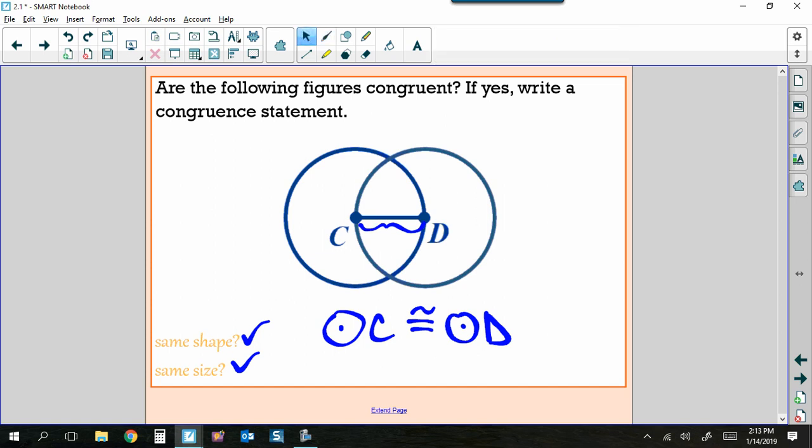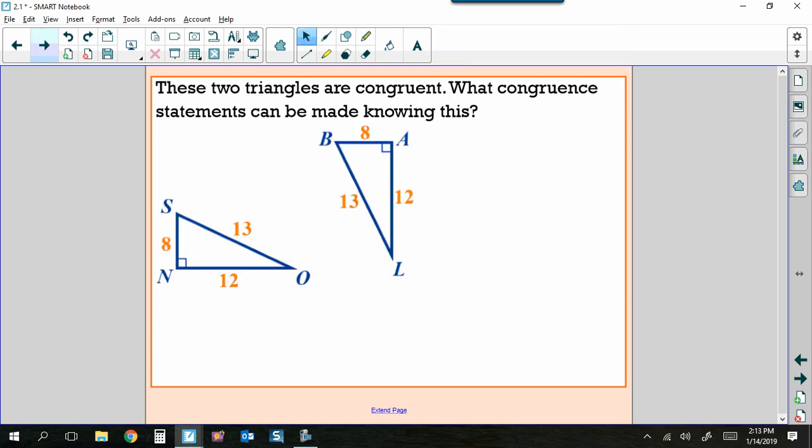Perfect. Let's go ahead and turn the page. These two triangles are congruent. So you're being told that you have two triangles that are exactly the same size. What congruent statement can be made knowing this? If I'm given, which I am, that the two triangles are congruent, that means you could write a congruency statement that the two triangles are identical.